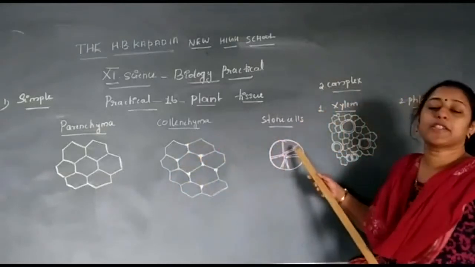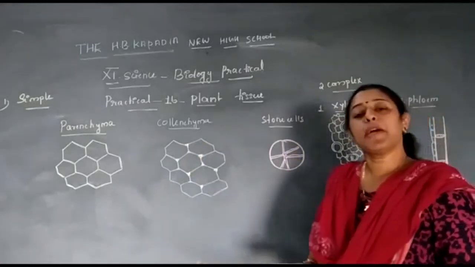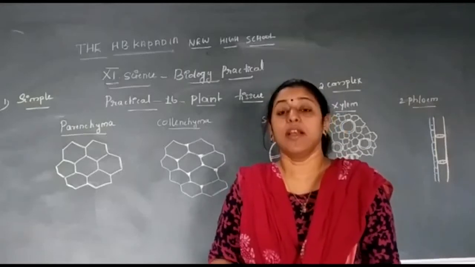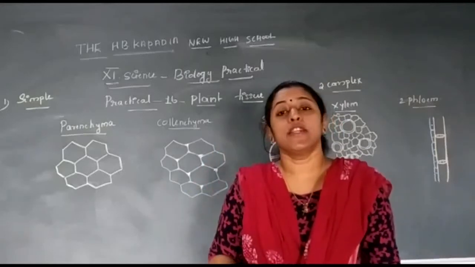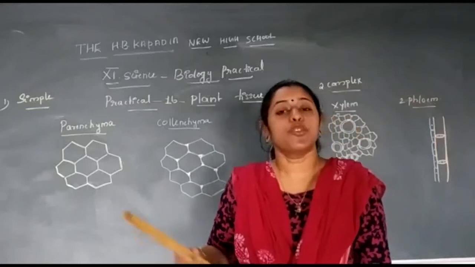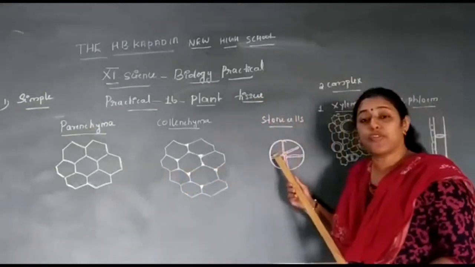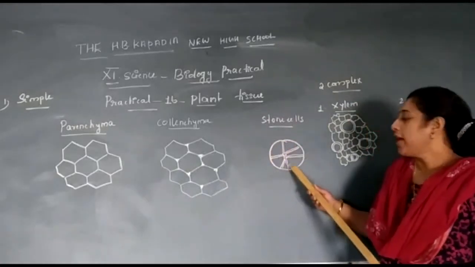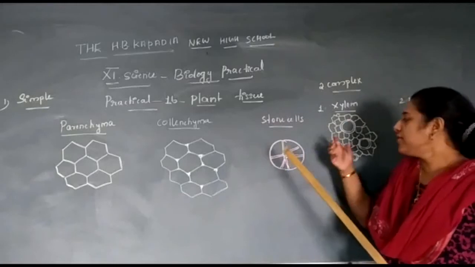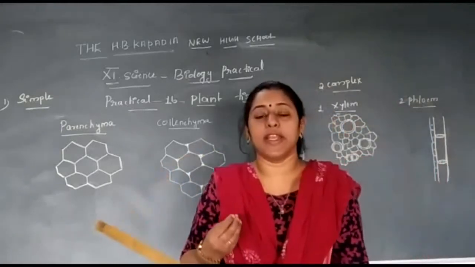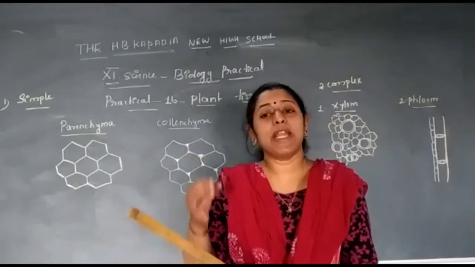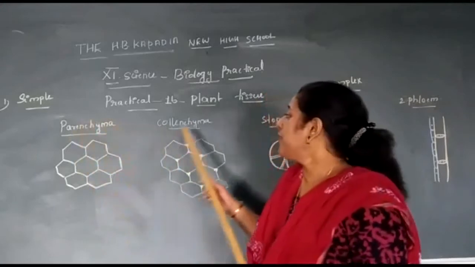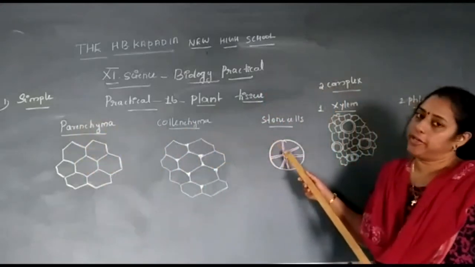Now the third one is called sclerenchyma. Sclerenchyma is basically two types, that is fibers and also stone cells. Fibers are elongated and stone cells are spherical. So today I will show you the structure of these stone cells. Stone cells are normally spherical, having thickenings. So these stone cells are actually providing a rough feeling. It is mainly responsible for mechanical support. So these are the different types of simple permanent tissue.